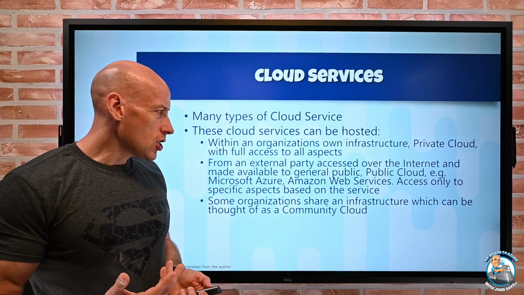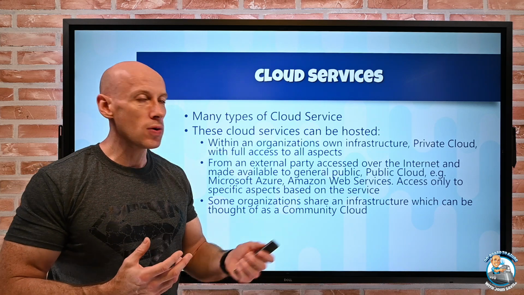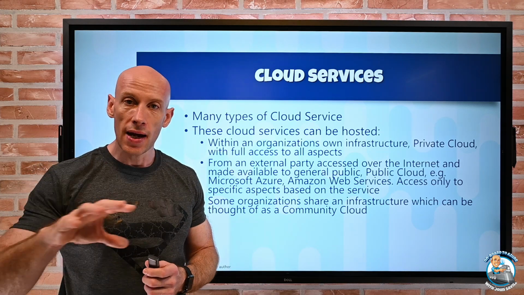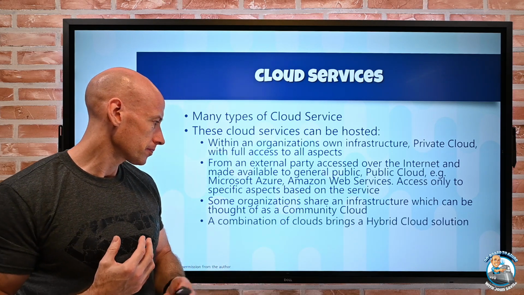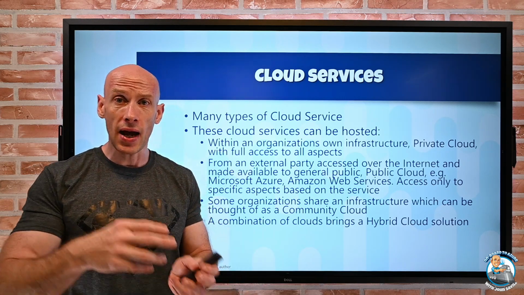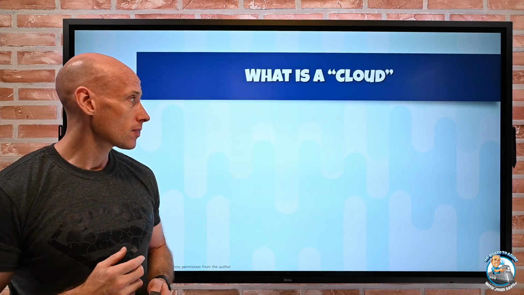Now, some organizations actually share a set of infrastructure, like a community cloud. Some governments, for example, some agencies, will share a set of common infrastructure, so it's a community cloud just for them. And then, of course, I might have hybrid cloud. I have things on premises, I have things in the public cloud, and they work together.